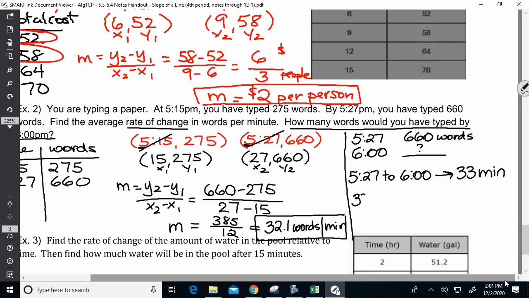So 33 minutes times, how many words did you just find out you typed per minute? 32.1. So you're going to take 32.1 and multiply it times 33 minutes. So what does that give you? 1059.3. So that's how many words that you're going to type in 33 minutes.